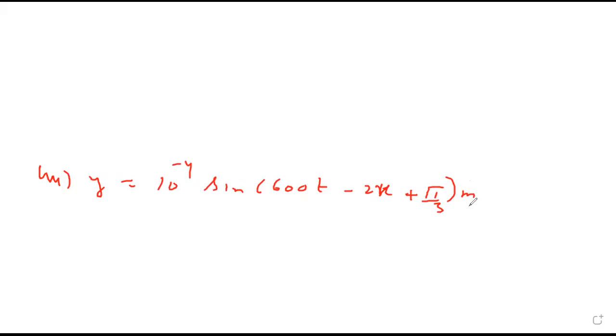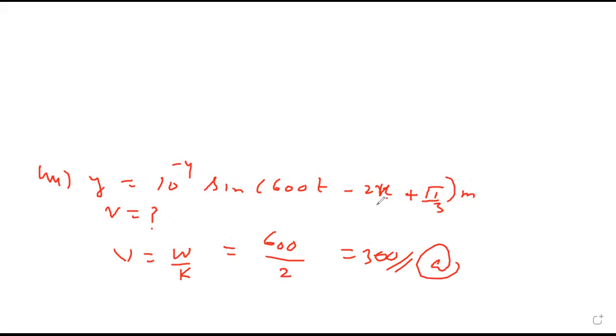The speed of the wave motion is what they want. Speed of wave is omega by k. What is omega? 600, the coefficient of t. And what is k? The coefficient of x, 2. So it becomes 300. That is the answer. The x coefficient is always k, the t coefficient is always omega, so I got the answer in one line.